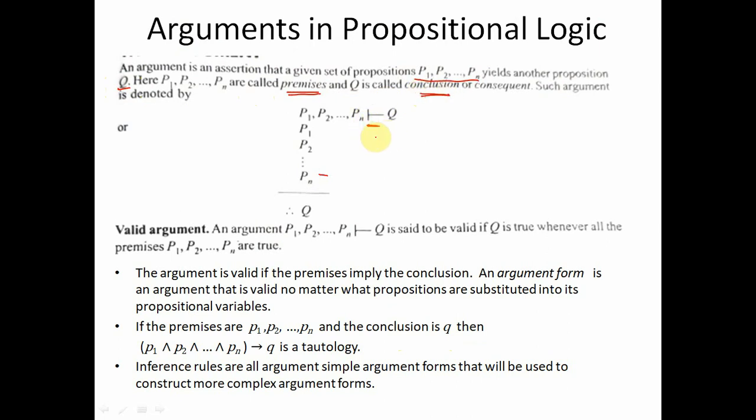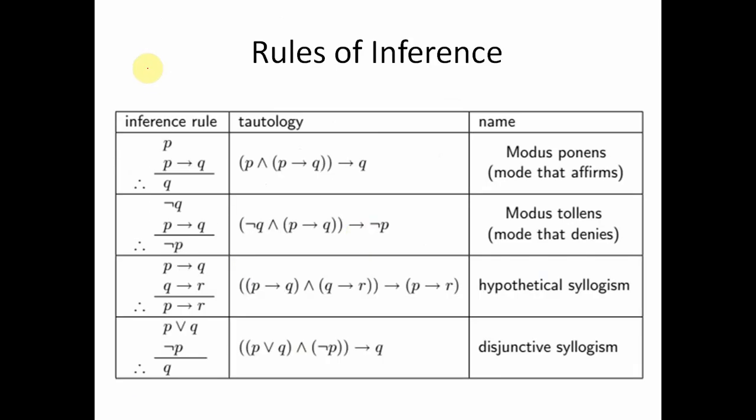This is the symbol that separates the premises from the conclusion. It may also be written like this. These are the premises, followed by this symbol, which you might remember is the therefore symbol, followed by the conclusion. So one way of checking the validity of arguments is by making a truth table. Now, in case the number of propositions becomes more and the truth table method cannot be used, we are bound to use some other method, and that method is provided to us. So these are the inference rules.